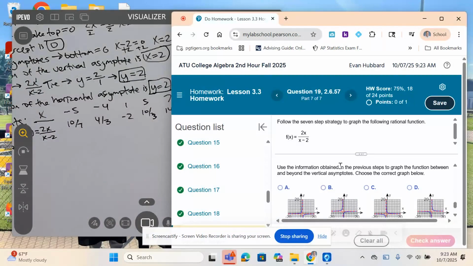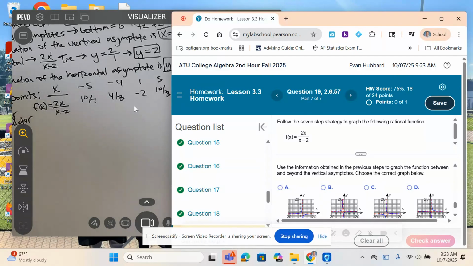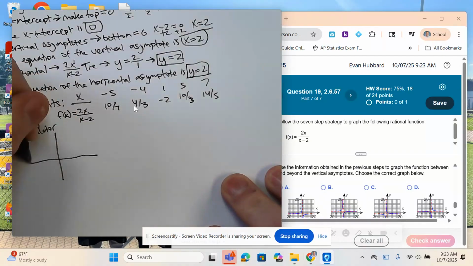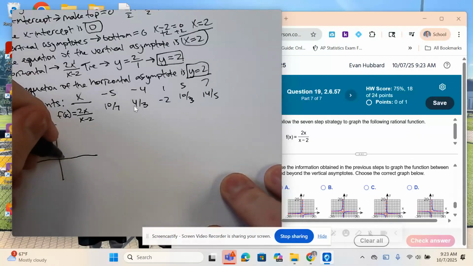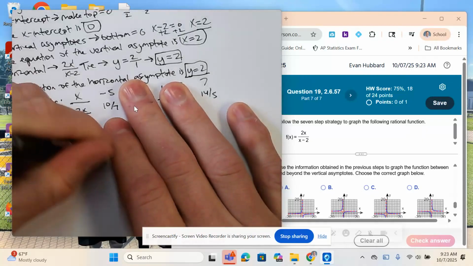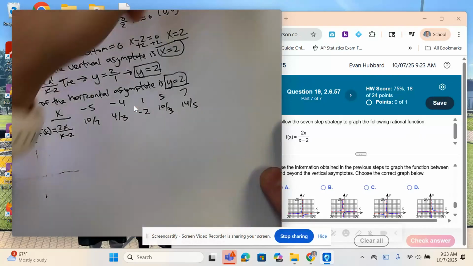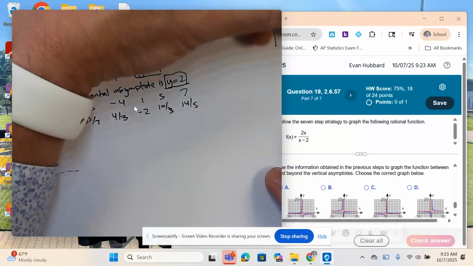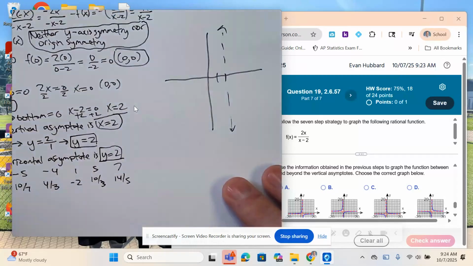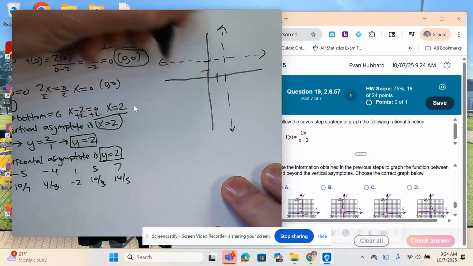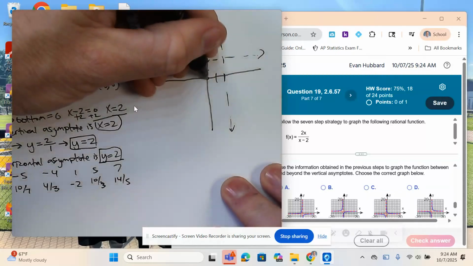And then find. So basically, we're going to put all together here. Actually, I'm going to do the graph on the side over here. So we have a vertical asymptote at x equals 2. We have a horizontal asymptote at y equals 2. I should have been doing this the whole time. We have a y-intercept, and x-intercept is 0, 0.